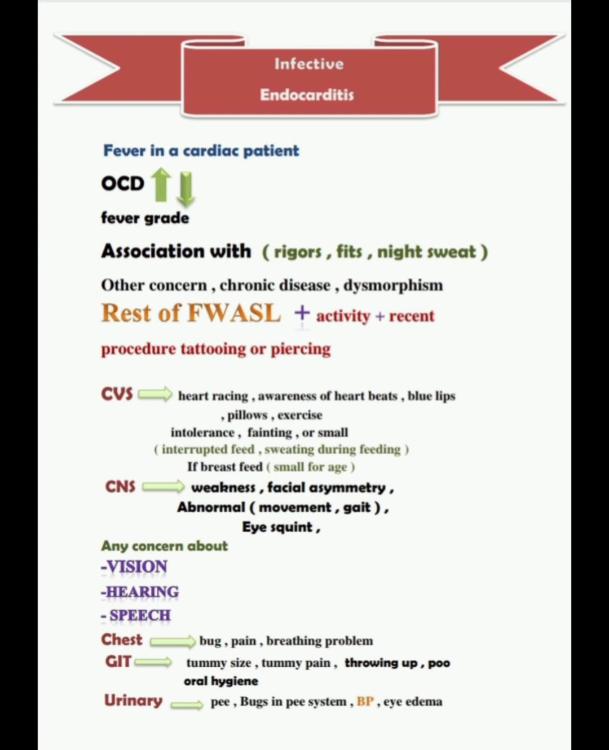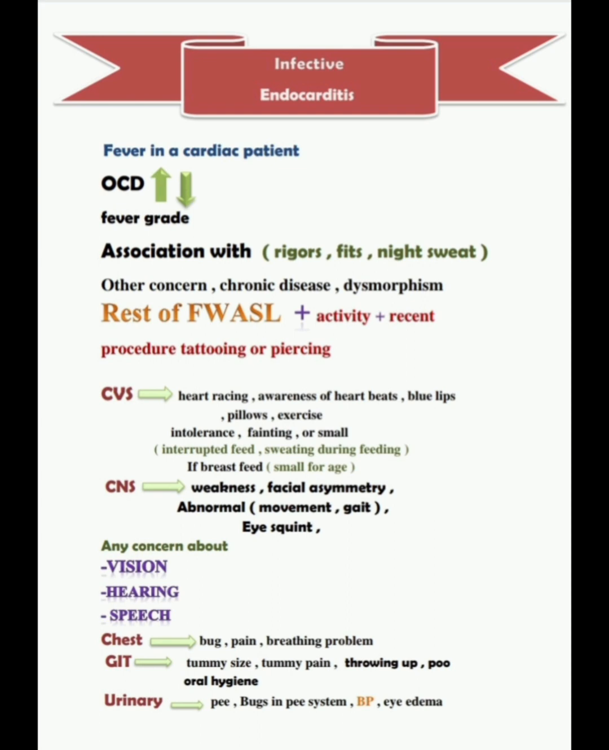How can we take infective endocarditis history? The presentation is fever in a cardiac patient. Sudden development of high grade fever in a diagnosed cardiac patient, then infective endocarditis can be developed. So similar introductions, then we start analyzing the chief complaints.